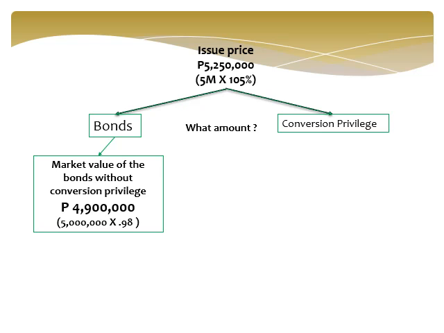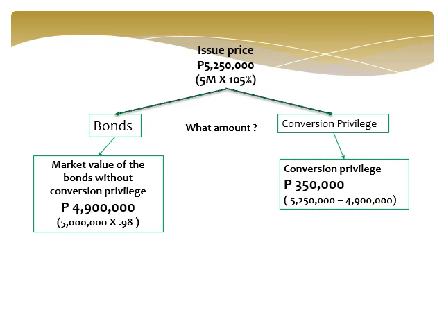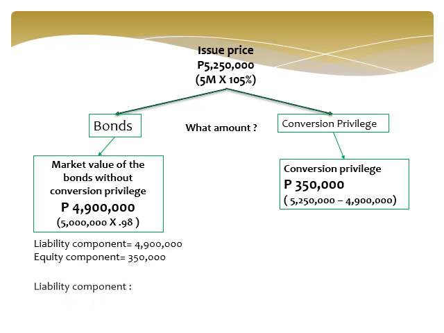So, for the conversion privilege, it is the residual amount. Meaning, for the conversion privilege or the equity component, the 5,250,000 issue price minus the debt component of 4.9 million, the residual amount is 350,000 for the conversion privilege. So, we have a liability component market value of 4.9 million and an equity component of 350,000 pesos.